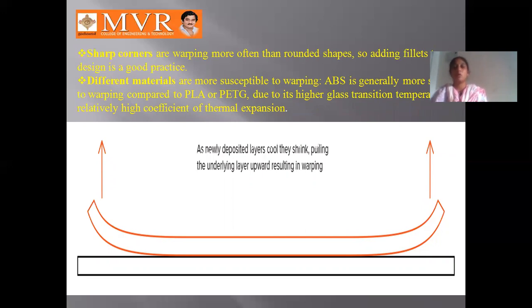Different materials are also susceptible to warping. ABS is generally more susceptible to warping compared to PLA or PETG due to its higher glass transition temperature and relatively high coefficient of thermal expansion. Okay, if you see in this diagram, this is a shrinking material, which means it is due to the warping process. It is a warping process which occurs throughout the material.